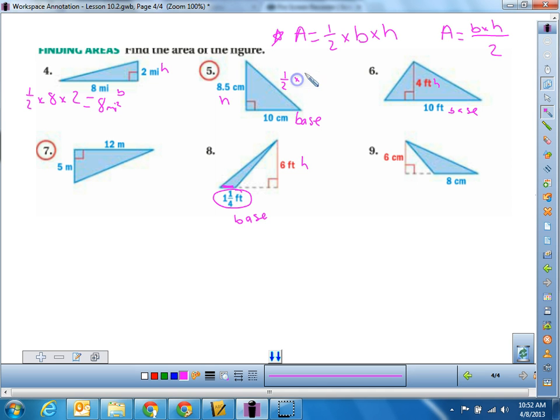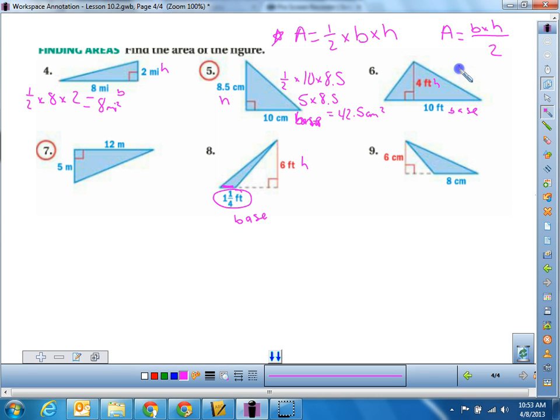Over here, we've got 1/2 times base times height. Our base is 10. 1/2 times 10 times 8.5. All right, 1/2 times 10 would give me 5. So if I want to just break this down, now I have 5 times 8.5. And when I do that, remember you can use a calculator if you happen to have, as long as you write down what you're putting in there. So 5 times 8.5, you would have gotten 42.5, and then we have to remember to put centimeters squared because it's area.